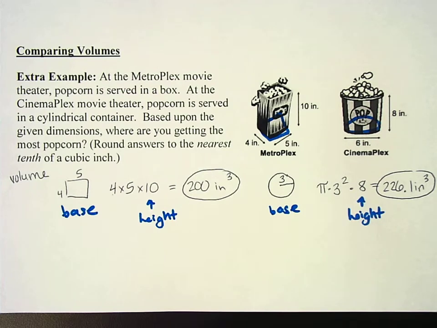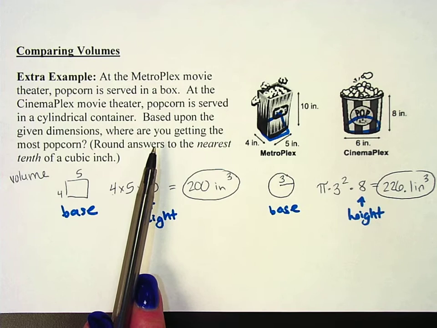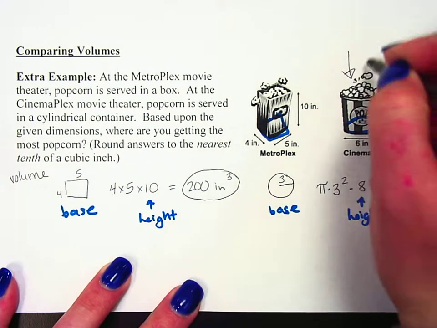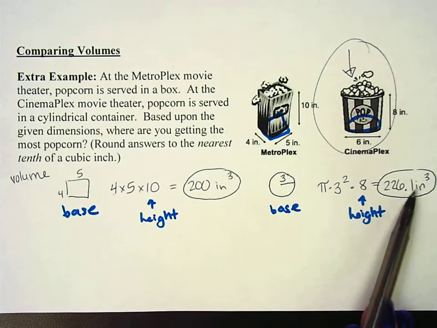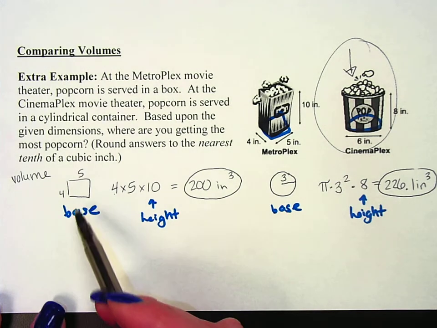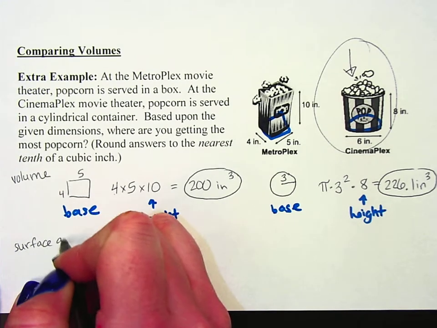Okay, so to answer our question, which one gives you the most popcorn, the most stuff inside? I would go with my cylinder. That one has the most for my volume. What I also want to go ahead and show you today, though, for the project, we're also going to compare the surface area. Just go and write that below it.